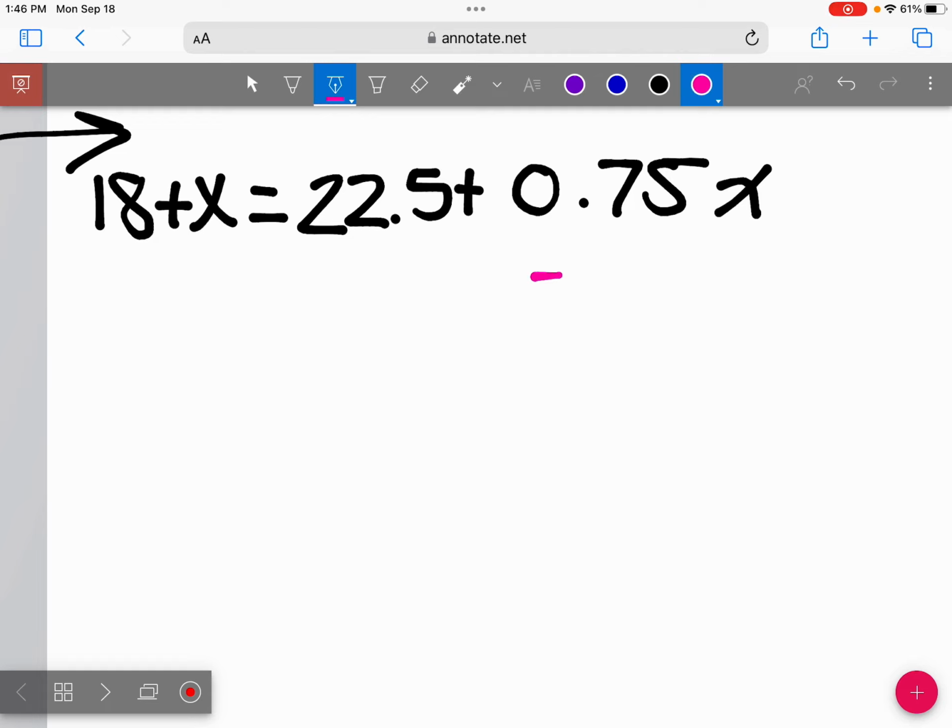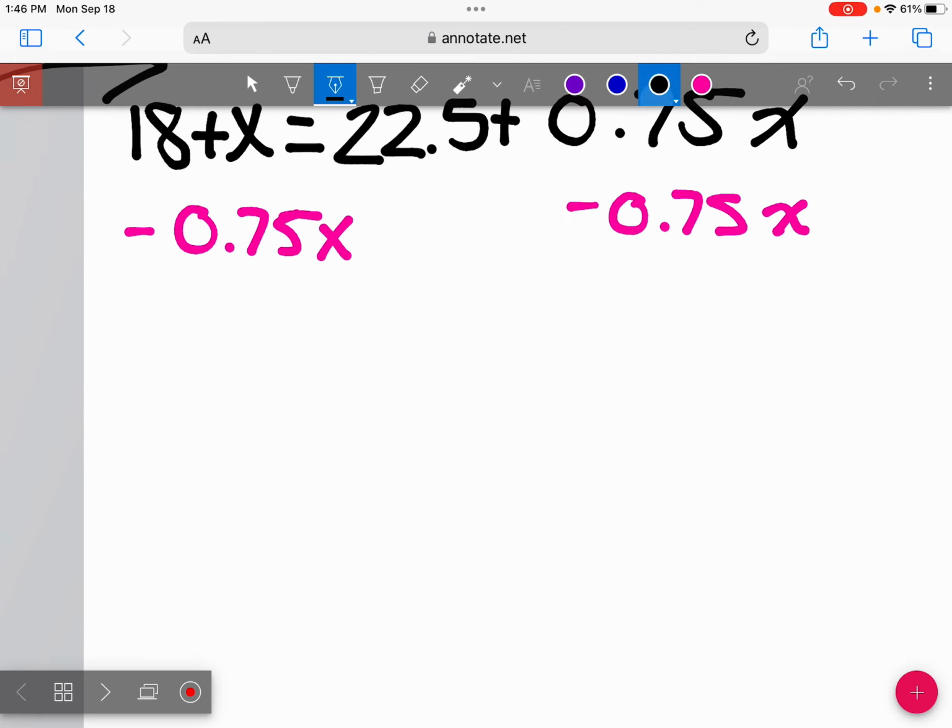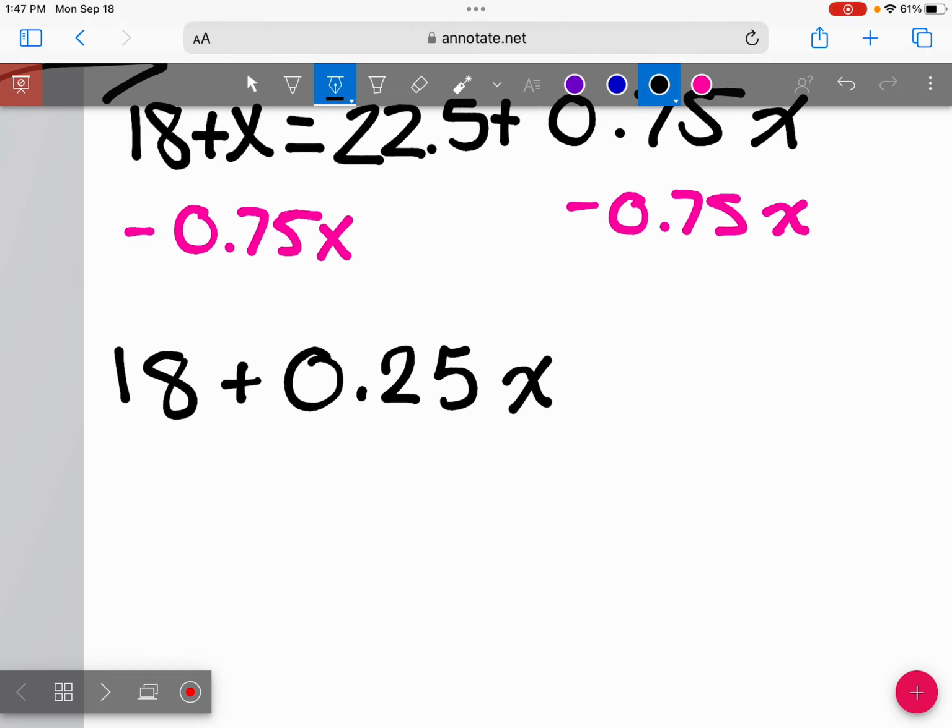Yeah, we're going to move the 0.75x so that my x's are together. Minus 0.75x. So I have 18 plus, what do I have left? 0.25. I don't have 0.75 left. 1 minus 0.75 is 0.25x. Equals 22.5.